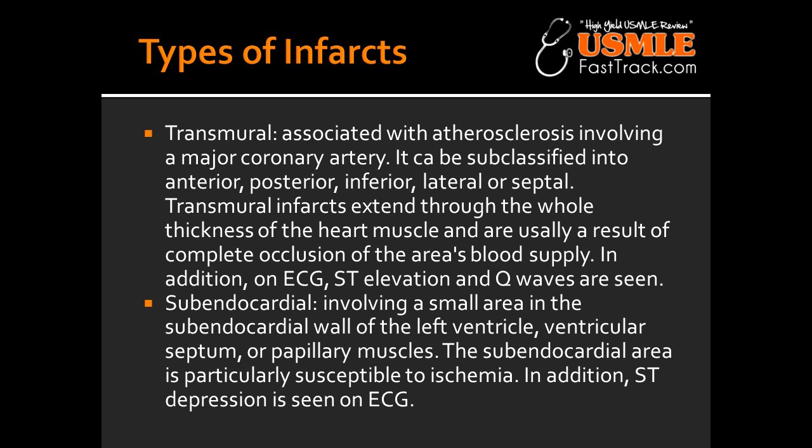Types of infarcts. What are the 2 types of infarcts? The 2 types of infarcts are transmural infarct and subendocardial infarct. Describe transmural infarct. Transmural infarct is associated with atherosclerosis involving a major coronary artery. It can be subclassified into anterior, posterior, inferior, lateral, or septal. Transmural infarcts extend through the whole thickness of the heart muscle and are usually a result of a complete occlusion of the areas of the blood supply. In addition, on ECG, ST elevation and a Q wave are generally seen. One other thing to note here is that in transmural infarct, there is a higher amount of necrosis.